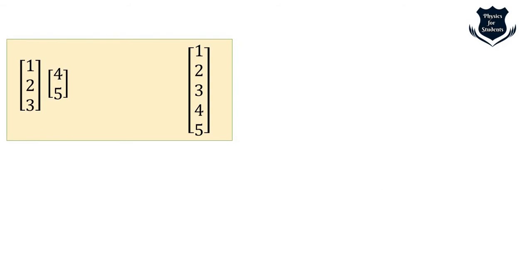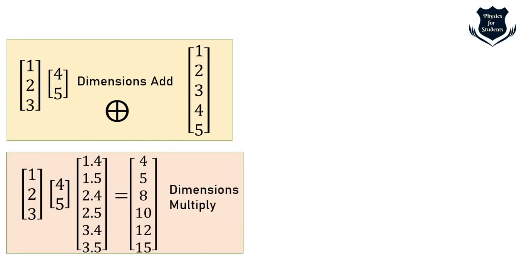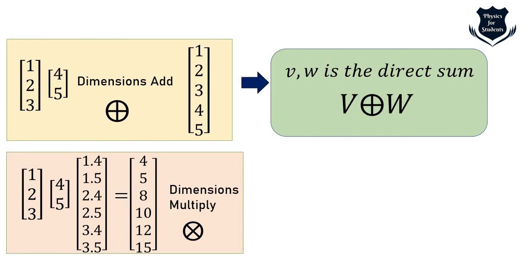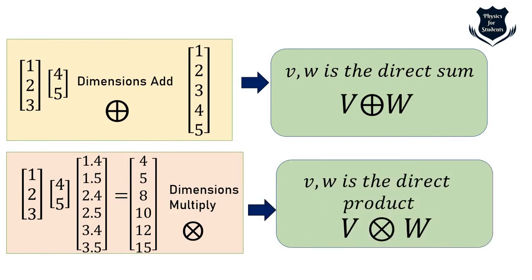Right, so this is what we call that the dimensions add, that is the tensor addition sign, and this is what we call the dimensions multiply, this is the multiplication sign. This is what is called V ⊕ W, the direct sum, where we are just stacking things on, and this is what is called the direct product, where we are multiplying things. So let us not get confused with the terminologies.